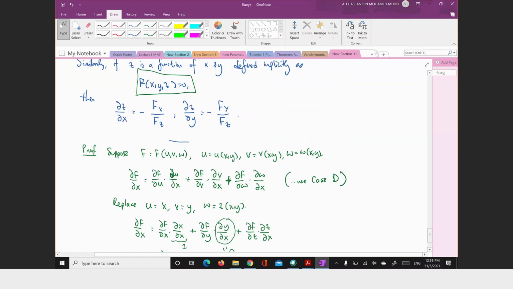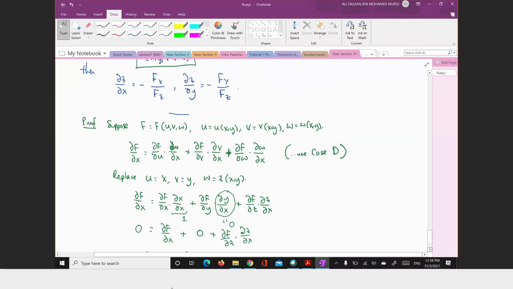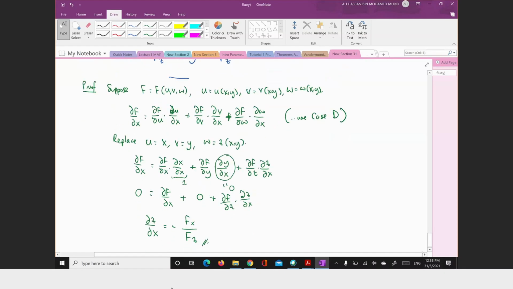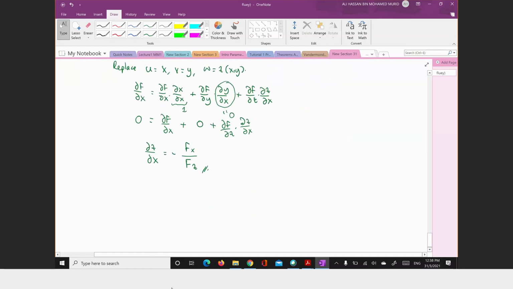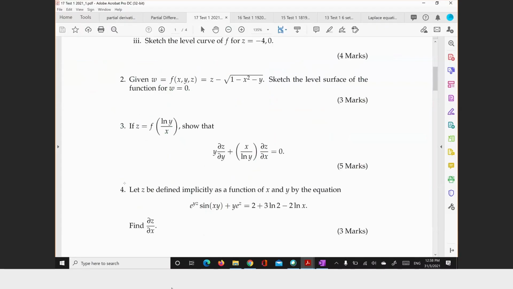Okay, so similarly, it can be shown that z partial y is equal to minus f partial y divided by f partial z. So now we can solve that question that I showed you just now from the test. Which one is it? Yeah, this one.